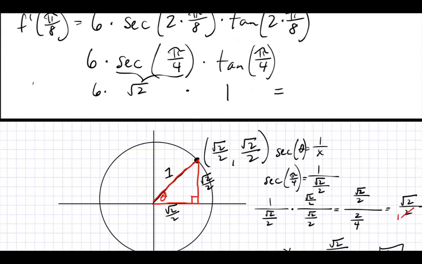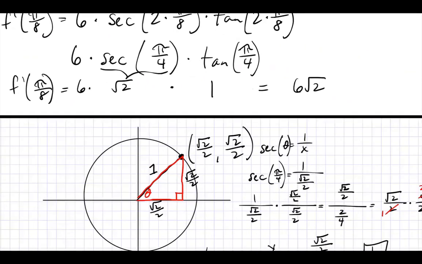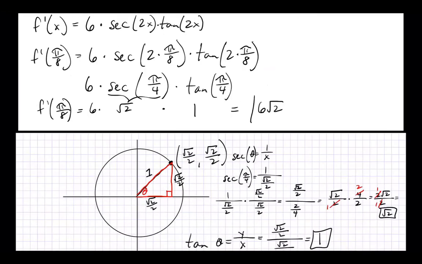Okay. So when I multiply all those straight across, I get 6 times the square root of 2. What does that represent? Slope at pi over 8.